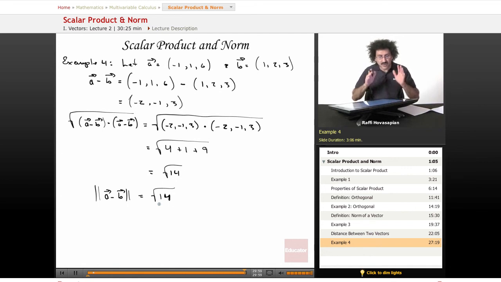But again, it's just a straight application of basic algebra. The norm is this, and the distance between two points is the norm. It is a norm because that's what a norm is. It is a distance. You have that definition. Okay, so we've introduced scalar product, we've introduced norm.